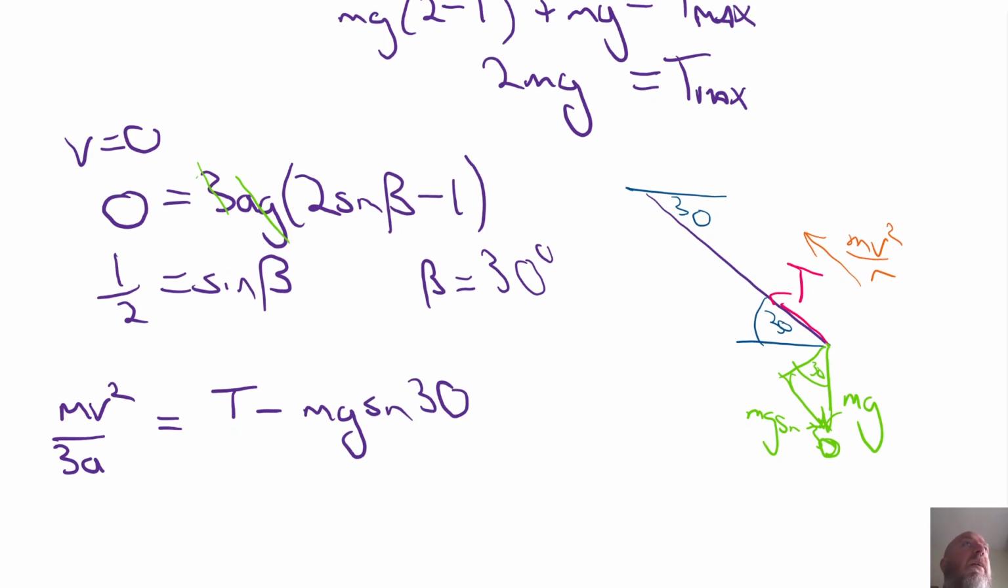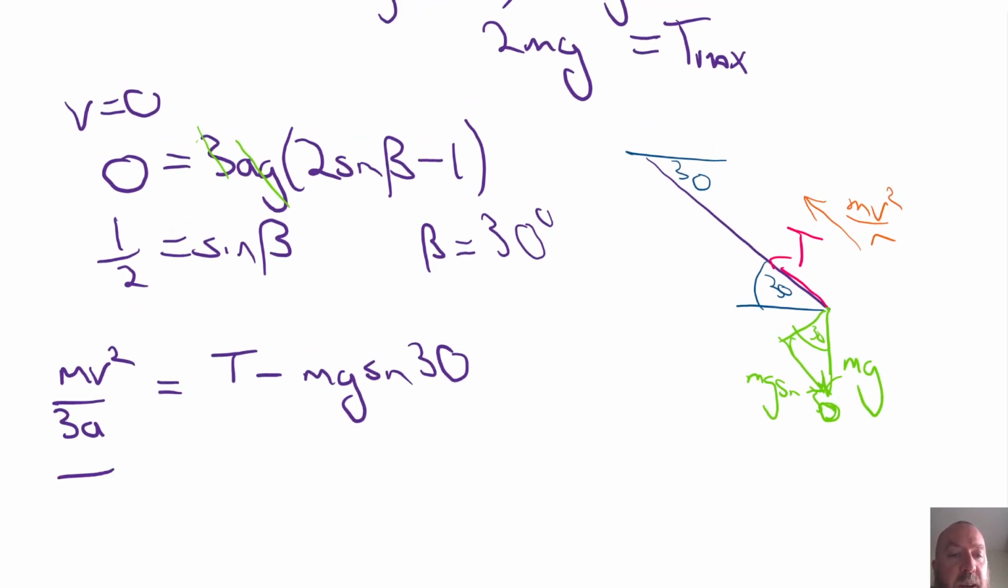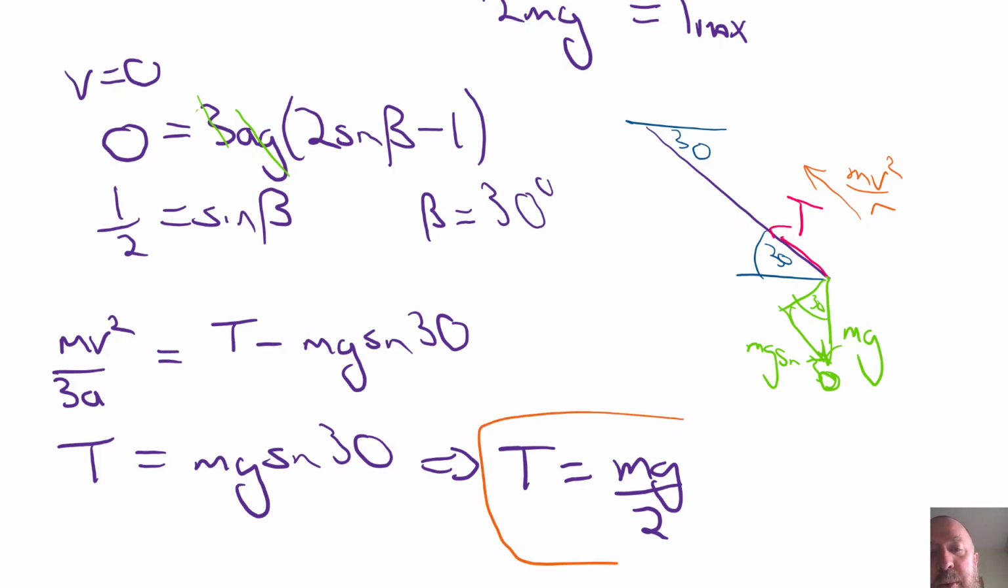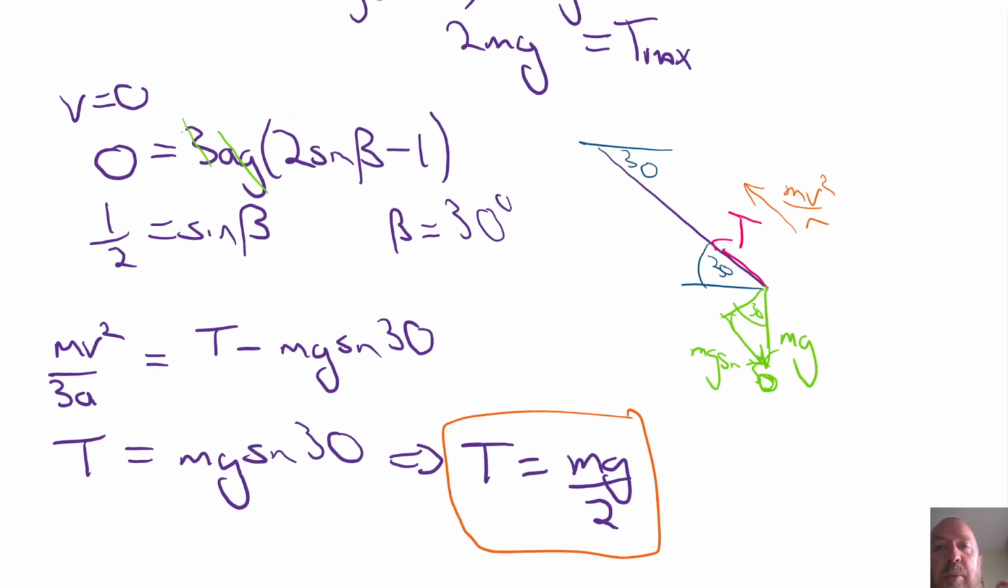But we know v has gone down to 0, so that whole thing there is 0. So that would be T equals mg sine 30. And sine 30 is a half. So that means T equals mg over 2, which is thankfully less than what we said was the maximum. So I'm pretty sure I can be confident that I got those two answers correct.